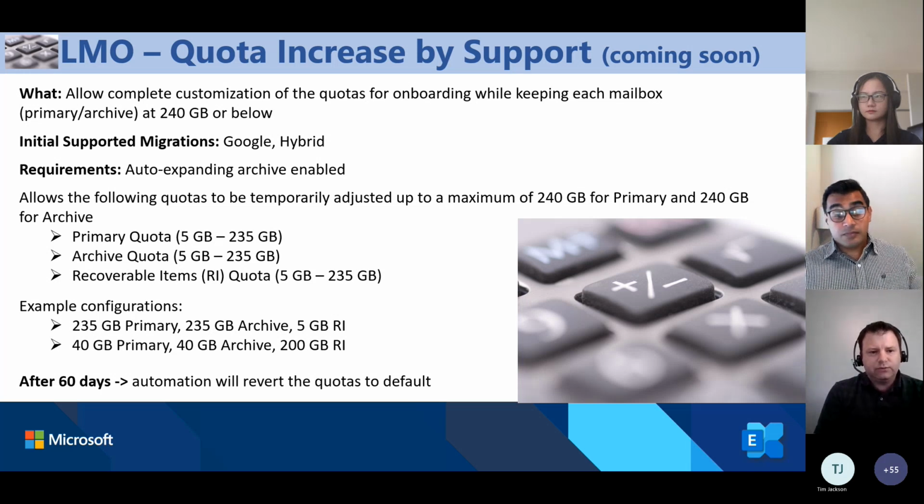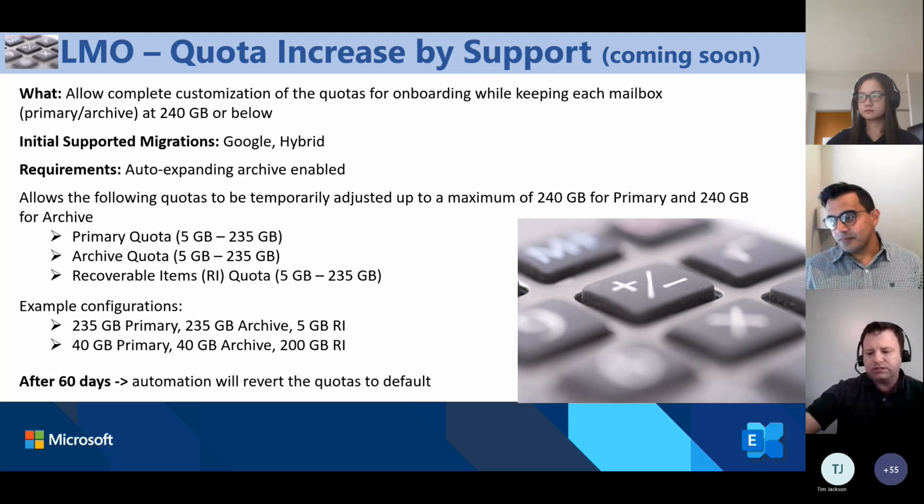There are some examples here in the next bullet. You could, for instance, have all of your quota allocated in primary and archive, and shrink your recoverable items quota if that's the shape of your on-prem mailbox you're bringing on. The reverse of that is also true if you've got very small primary and archives but huge recoverable items. As long as it falls within this size limit, we should be able to accommodate it. And we're going to do this in a uniform way. So 60 days after, we can revert quotas to default, to get everything back like it is. And Justin, I think we just answered your question. It is 60 days.